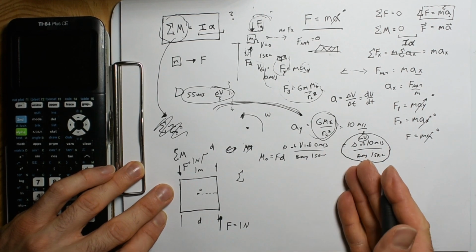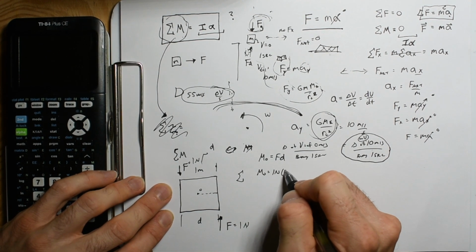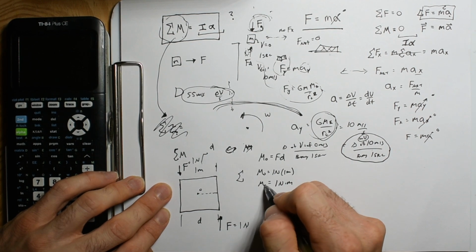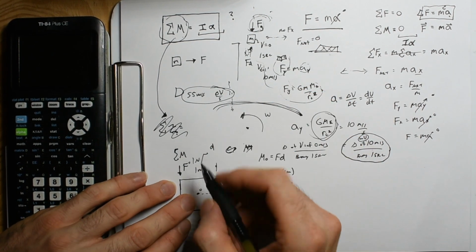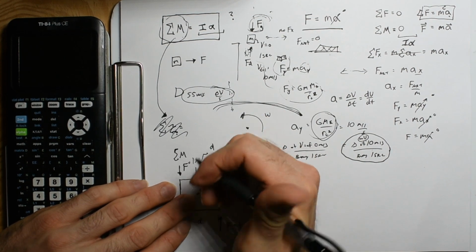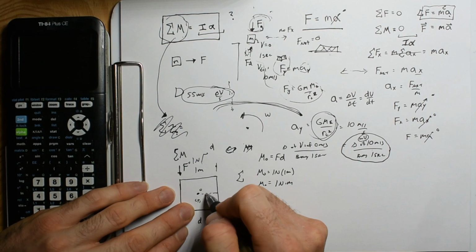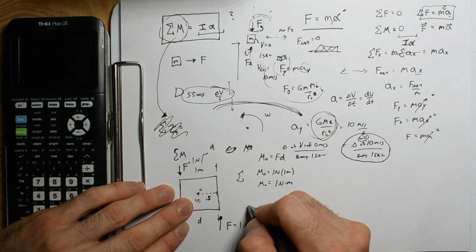So it's just FD. In this case, our moment is going to be 1 Newton times 1 meter. So we have a moment of 1 Newton meter. Cool. That's our moment. Now, if you wanted to take moments about O, you could use the right-hand rule and say we have a positive 1 Newton with a distance of 0.5.